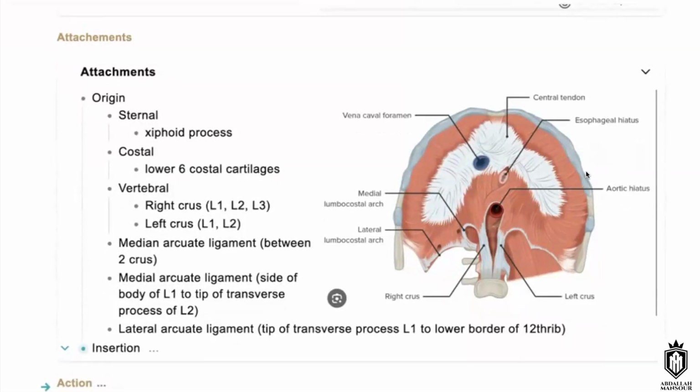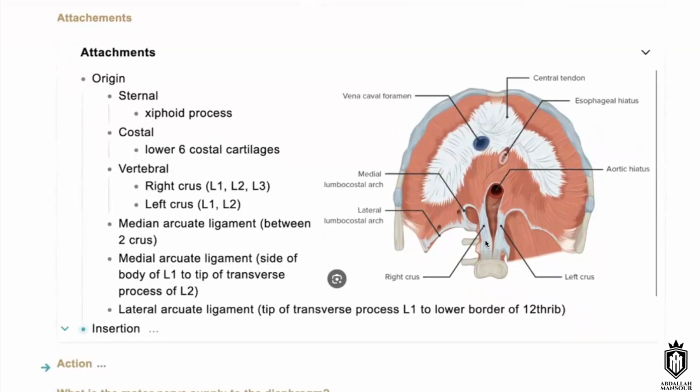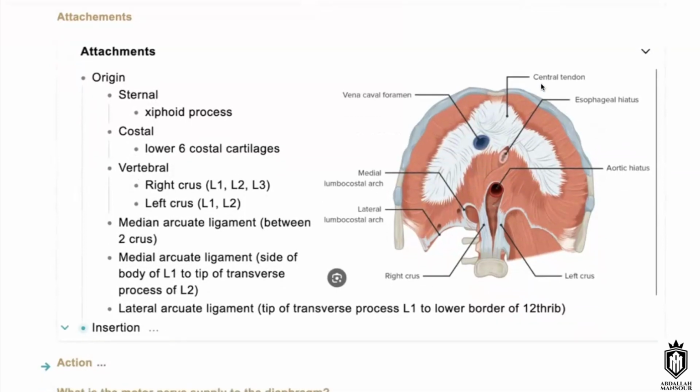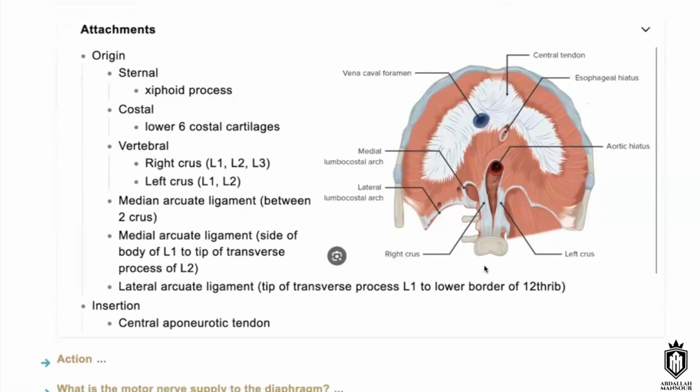You can think about it again. So it's taking the whole section of the abdomen. There's vertebral origin, costal origin, sternal origin. You know the costal origin, lower six ribs. Vertebral origin is the most complex. So you want to start by the two crura, the median arcuate ligament, the medial arcuate ligament, and the lateral arcuate ligament. All right. The insertion, they all go into a central tendon, the white structure that you can see here. So they all inserted into the central tendon.